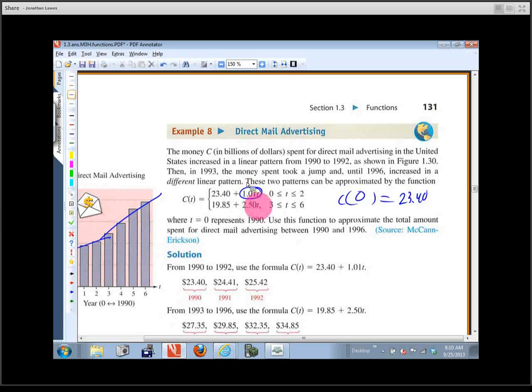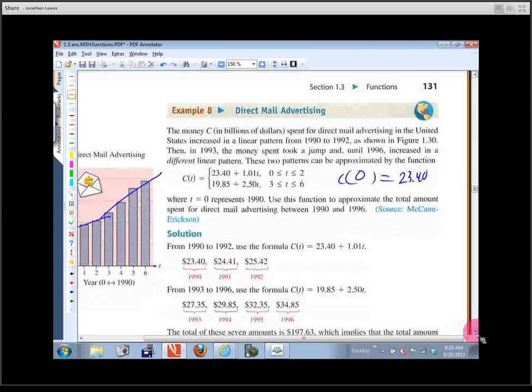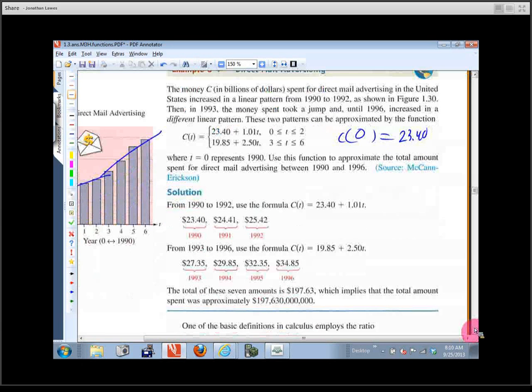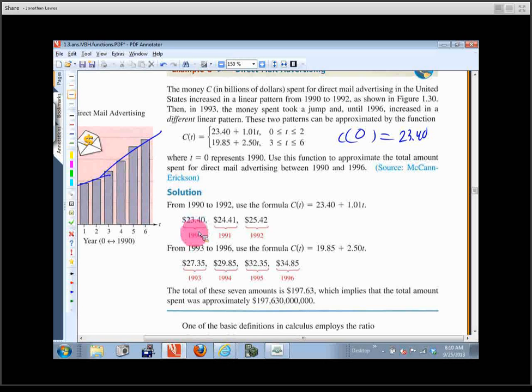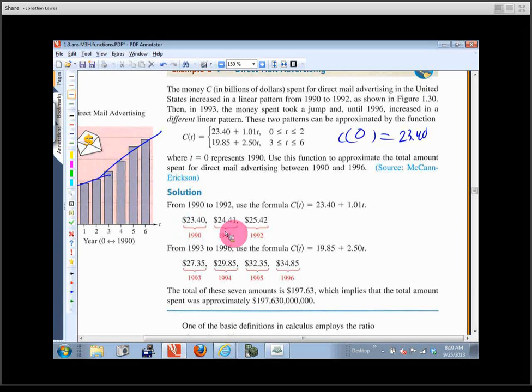So let's come back down here, and we don't want to do every single one of these, but here's what they do. They figure out the amount for 1990, then 91, and 92. Then they're going to use the other function to figure out for 93, 94, 95, and 96. So let's figure out why it's this for 1993. What number am I going to plug into this function for 1993?